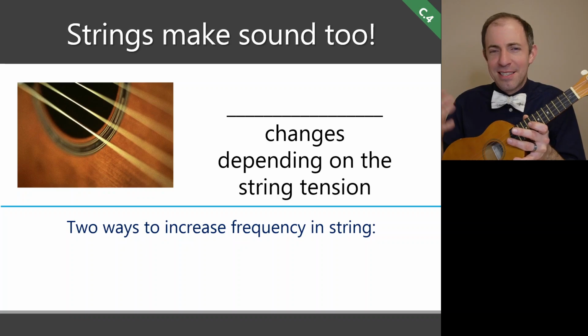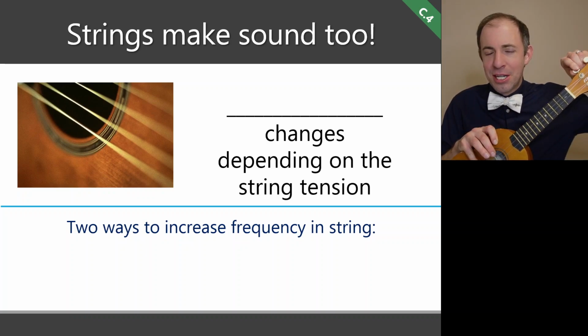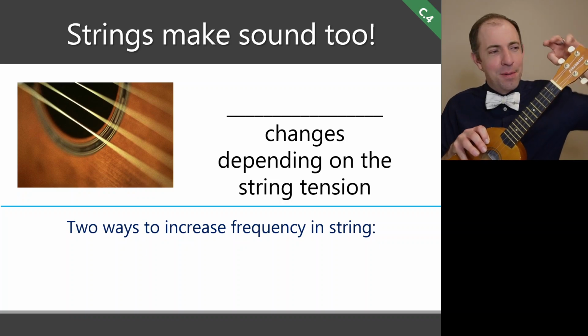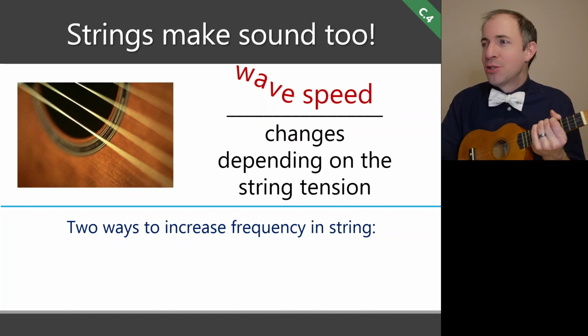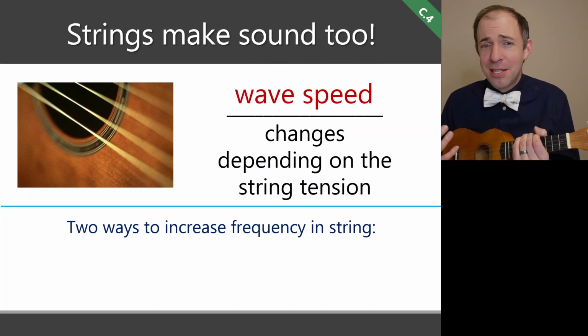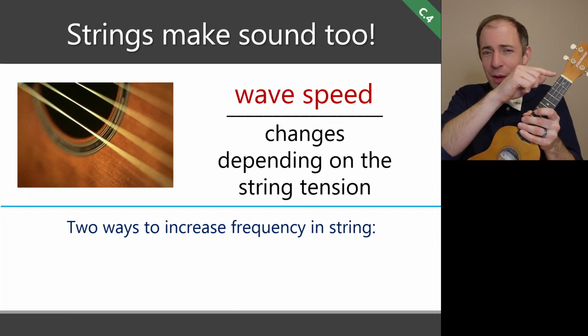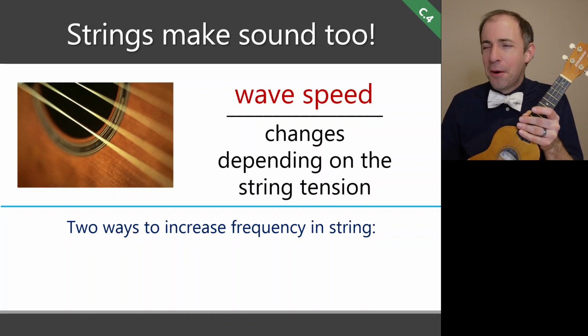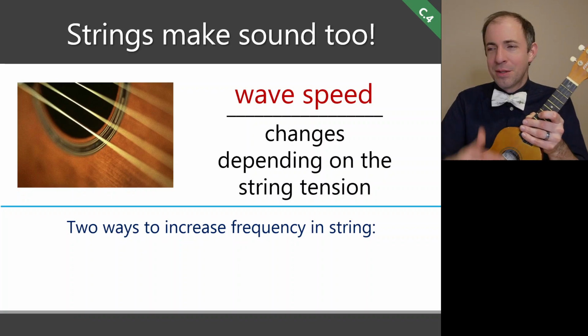There are a couple different things that I can do. If you have a string instrument, one way that you can change the note is by changing the tuning peg, and that is basically wrapping up the string and pulling it tighter. So by changing the tension, you can actually change the wave speed. A tighter string allows the wave to travel faster down that string, which means there are two actual ways that you can increase the frequency in a string.